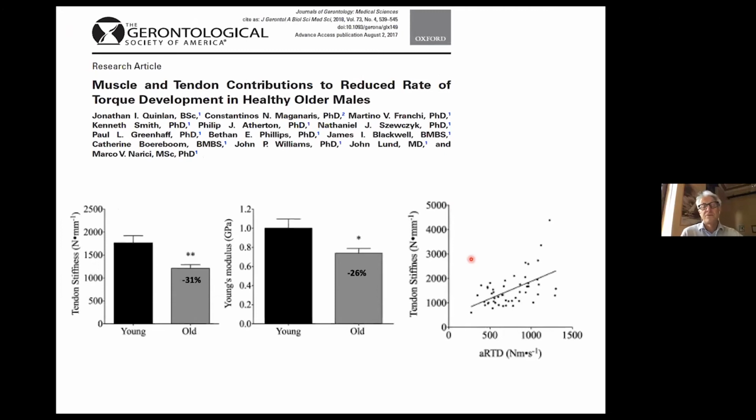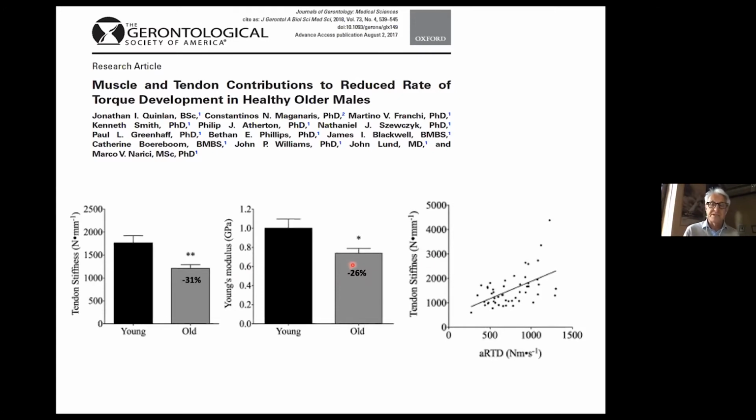We showed this in many studies, and this is a recent study that was performed by one of my ex-PhD students, Jonathan Quinlan in Nottingham. We showed that comparing young and old people, there was a 31% lower tendon stiffness in older male individuals, and a 26% decrease in Young's modulus. Young's modulus, I remind you, is the stiffness of the material properties itself, because its stiffness is normalized for the dimensions. So it purely reflects changes in stiffness.